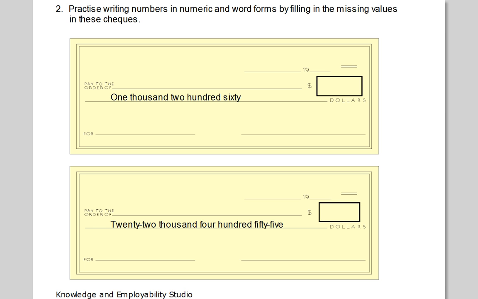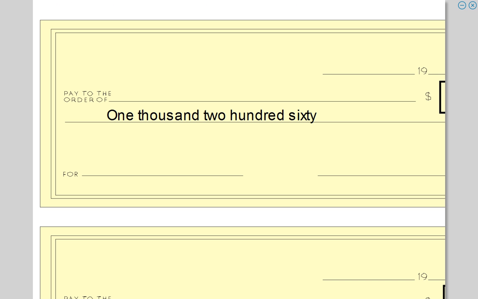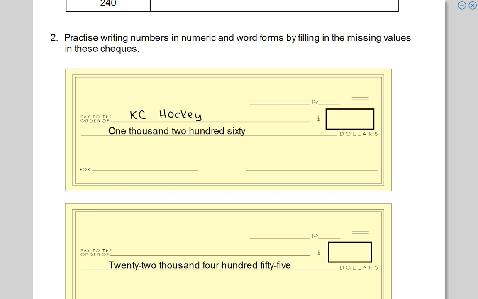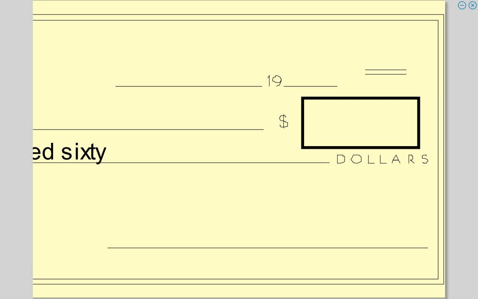So where it says pay to the order of, that's whoever you're going to pay. So when I go to pay my kids' hockey, I would do this. I would put KC Hockey or whatever they tell me to write there. Okay? So maybe I'm paying this hockey organization so my kid can register and play for the year.